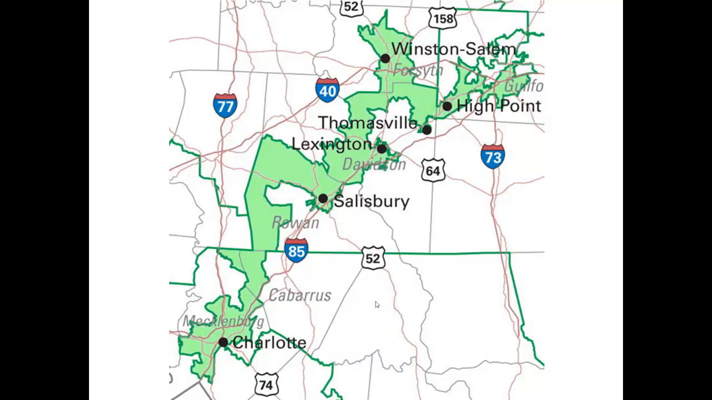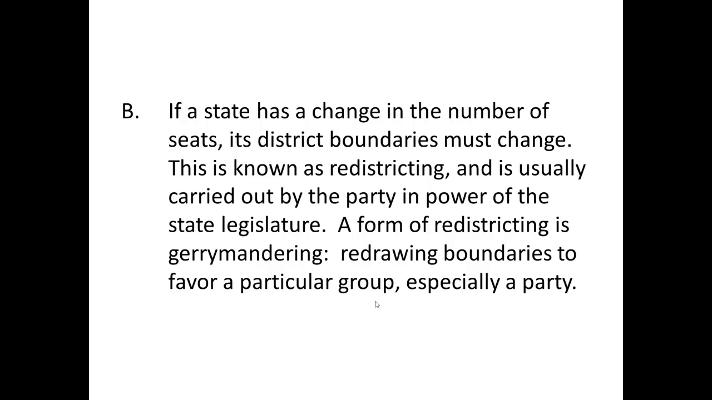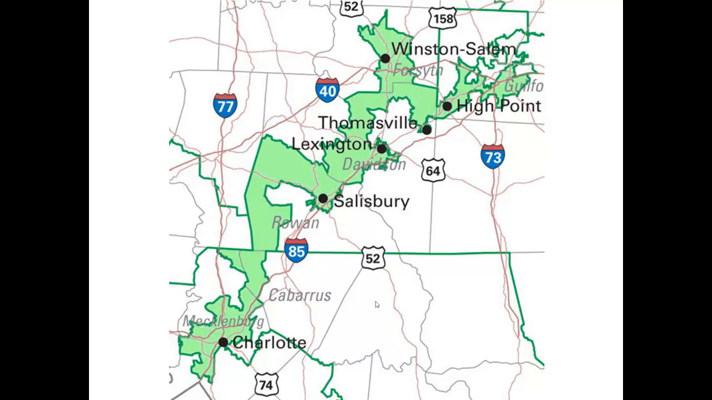Some states have an independent panel of judges or something to redraw the lines, but even that has opportunities for corruption. Check out some of these very gerrymandered districts. This is what you see when you Google most gerrymandered district. Look at that thing.